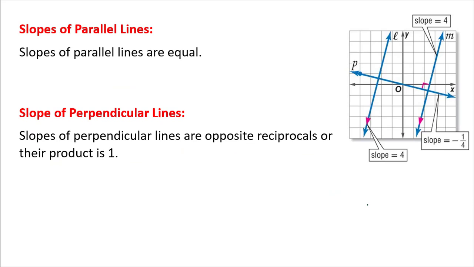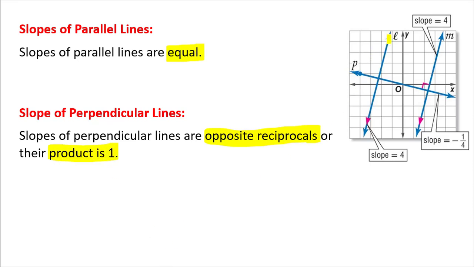Slopes of parallel lines. If you have parallel lines, the slopes are equal. You think about it, they're never going to intersect. If they're sloping at the same rate, they're never going to intersect. Slopes of perpendicular lines are opposite reciprocals. That's how I often think about it. Or you could look at it as their product being negative 1.